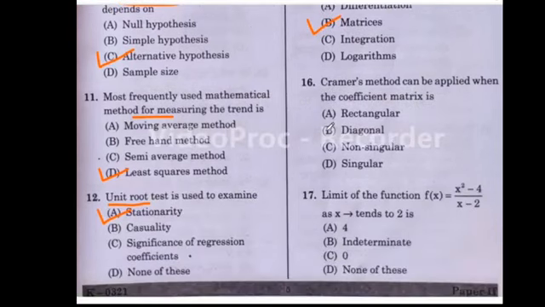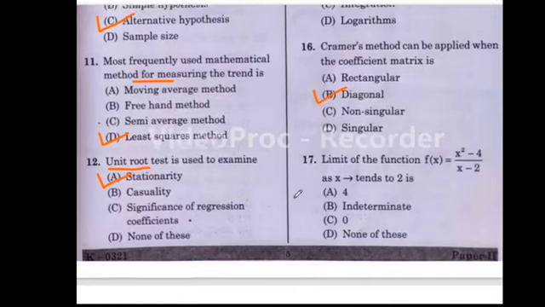Question number 16: Cramer's method can be applied when the coefficient matrix is option A rectangular, option B diagonal, option C non-singular, option D singular. Yes, here the right answer is option B, diagonal.